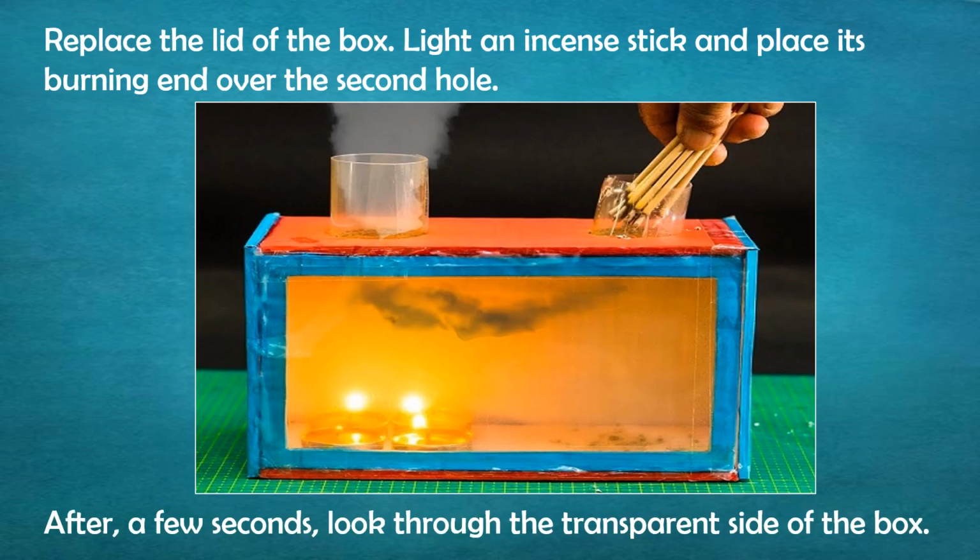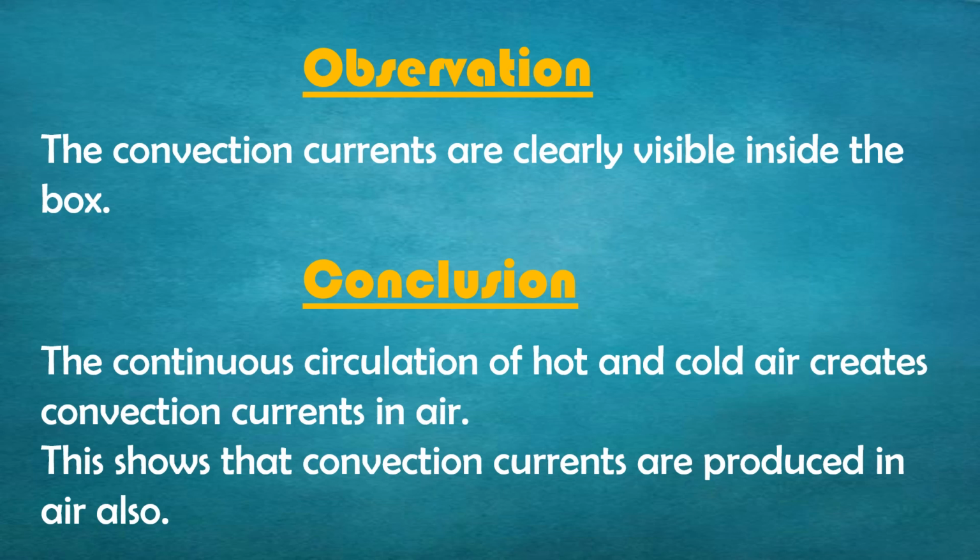Replace the lid of the box, light an incense stick and place its burning end over the second hole. After a few seconds, look through the transparent side of the box. What do you observe? You will observe convection currents which are clearly visible in the box. The continuous circulation of hot and cold air creates convection currents in air. So, we can conclude that convection currents are produced in air also.